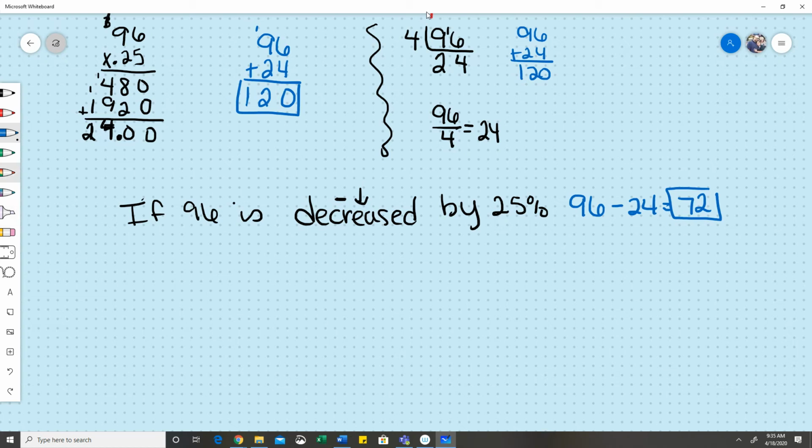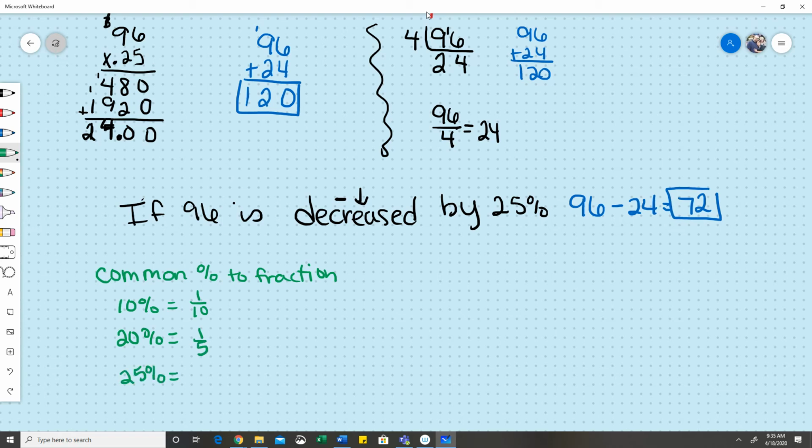there are some common percents to fractions that we can use. So some common percent to fractions. So let's start with 10%. Okay, 10% could be 1/10 as a fraction. 20% is equivalent to 1/5. 25% is equivalent to 1/4. 50% is equivalent to 1/2.